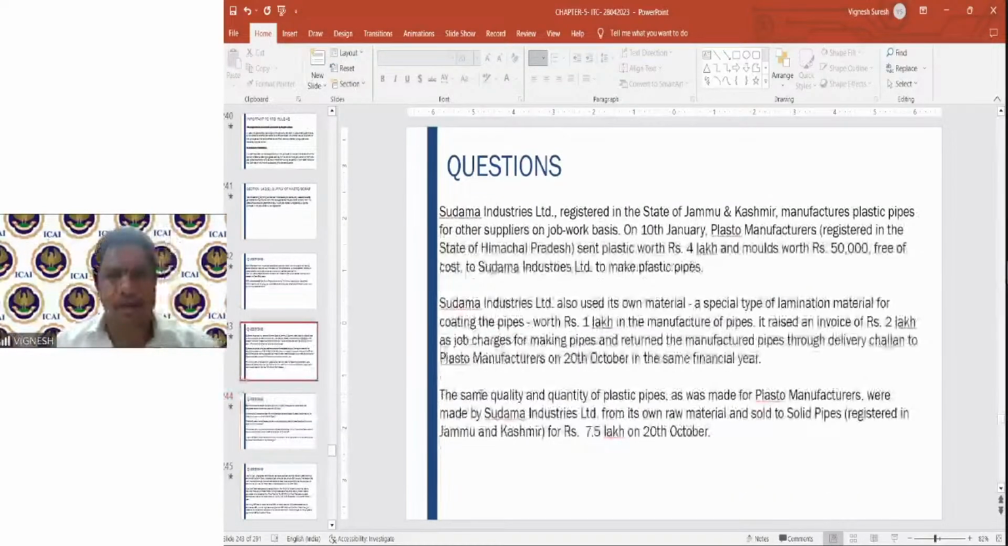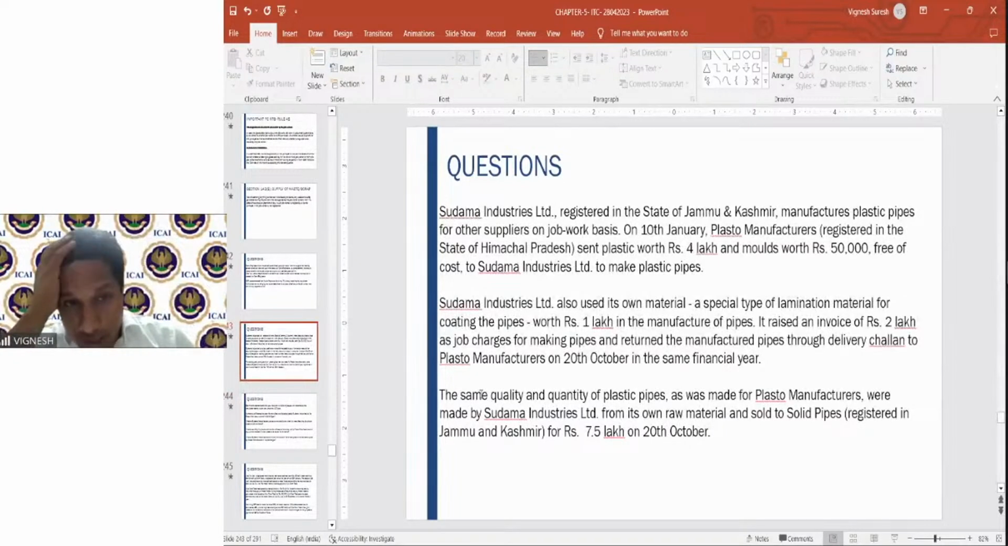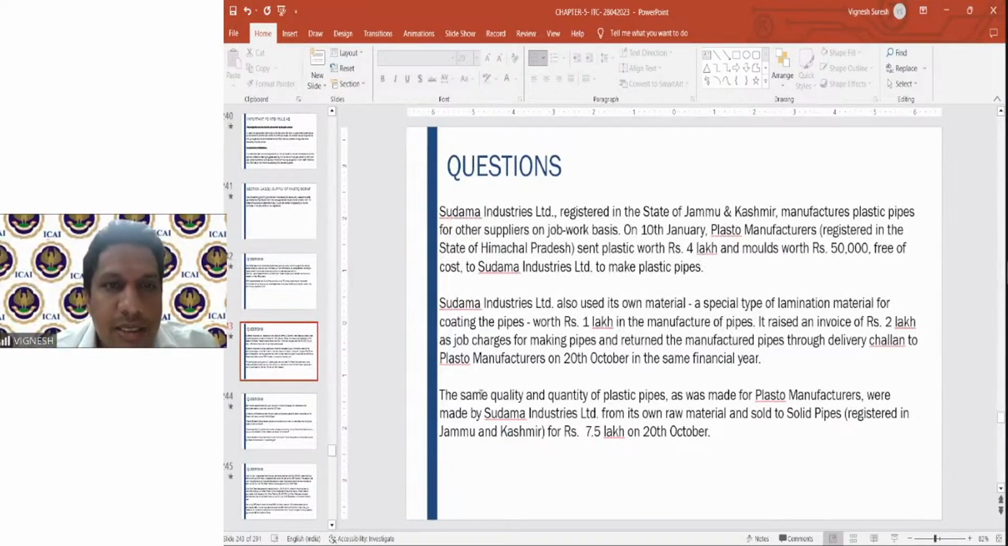What is exactly happening here? First of all, here Sudama Industries will be the job worker and is also registered. That is the first thing you have to note. Then on 10th January, a principal who is again registered in Himachal Pradesh sent plastic worth 4 lakhs. Plastic is again inputs here. On 10th January, he has sent that, and molds worth 50,000 free of cost for making plastic pipes.